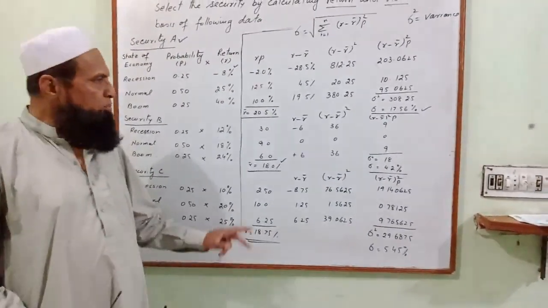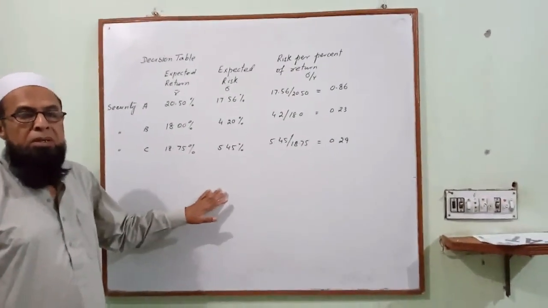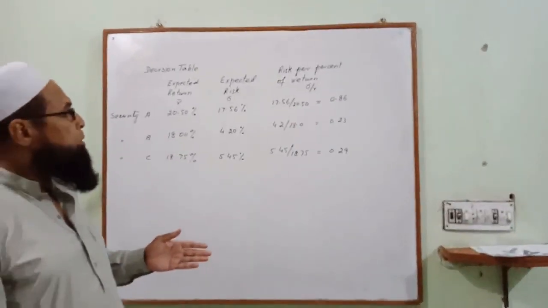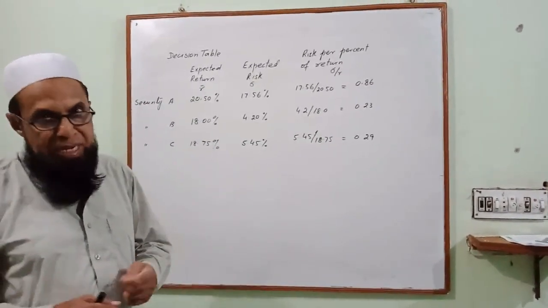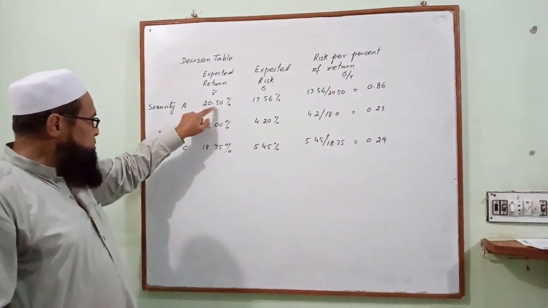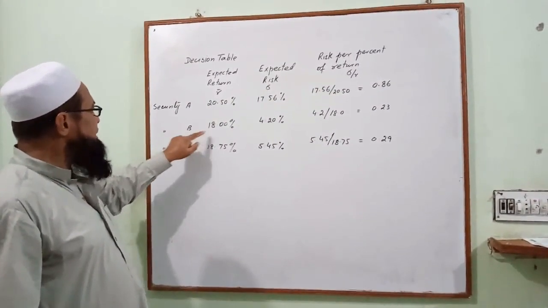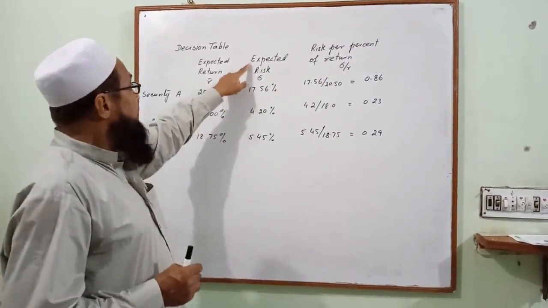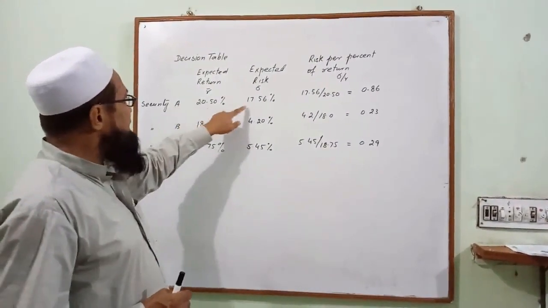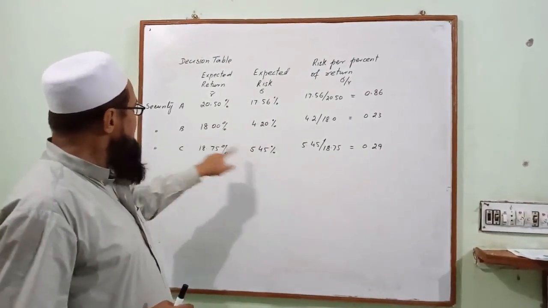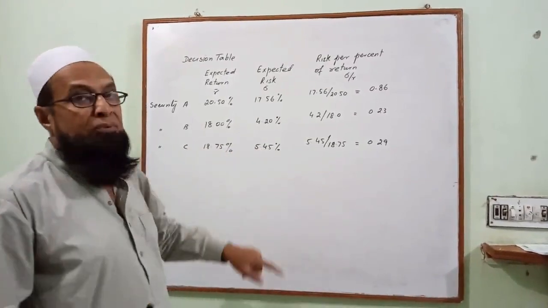Now we have to make a decision. The final step is to assemble the results which we have determined to select which security should be selected. In case of security A, the return is 20.5. In case of security B, it is 18. In case of C, it is 18.75. But the expected risk in case of security A is 17.56%. In case of security B, 4.2%. And in case of security C, it is 5.45%.